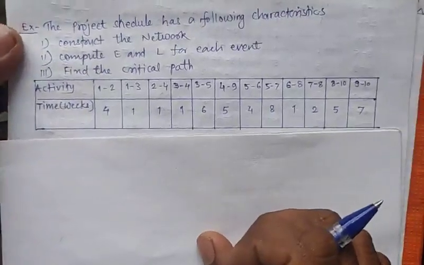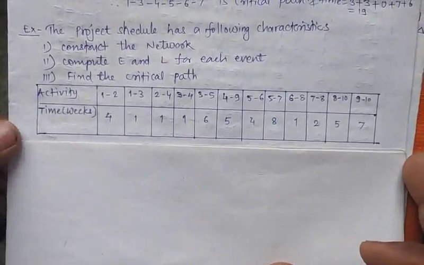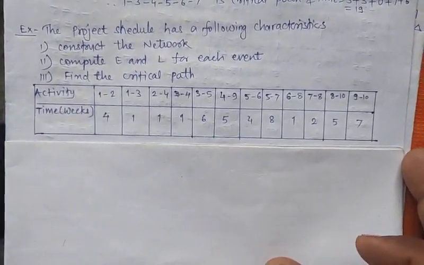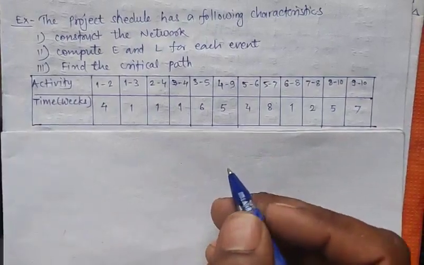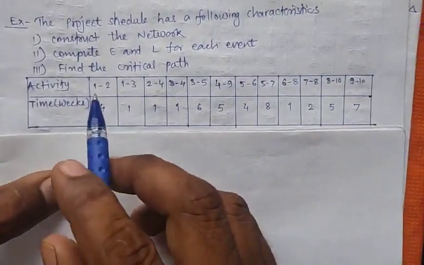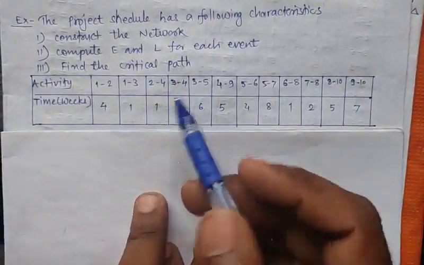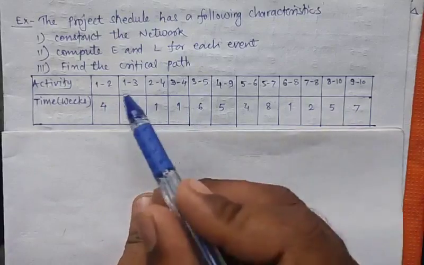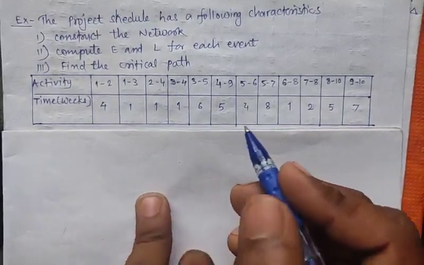Hello students, in this lecture we are going to take one more example to draw the network and find out its critical path and total time to get the critical path. Now we have been given the activities 1 to 2, 1 to 3, 2 to 4 and so on. These are the activities and these are the weeks to complete them. First, construct its network diagram.